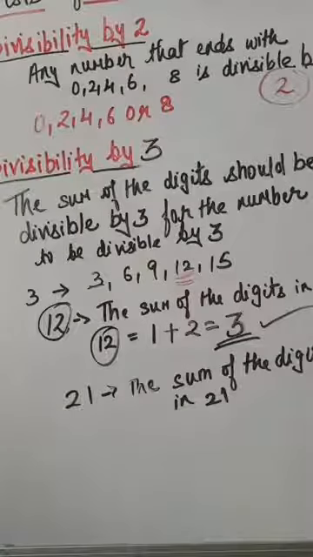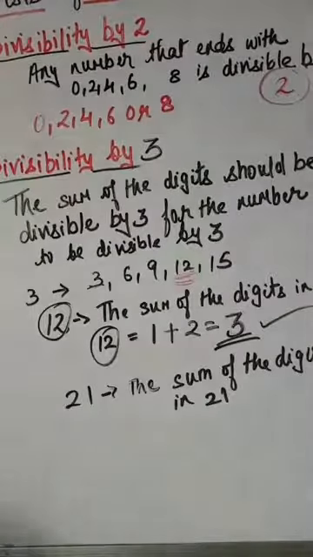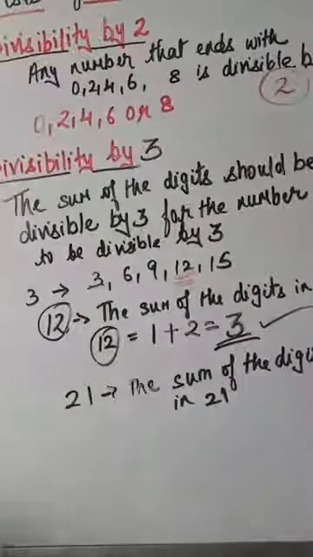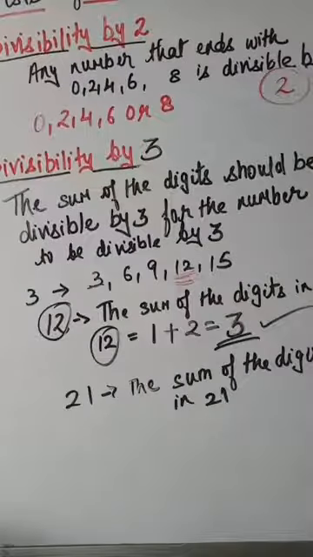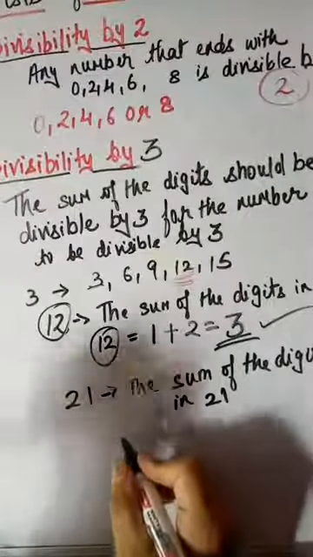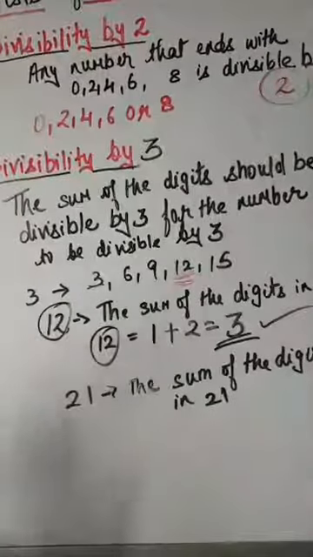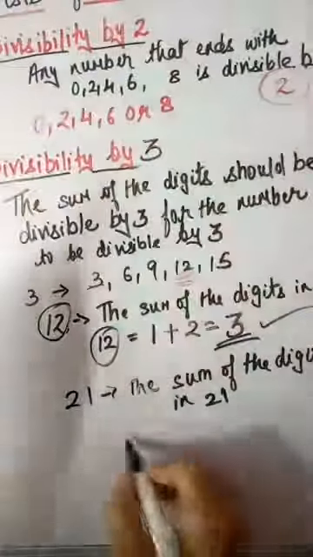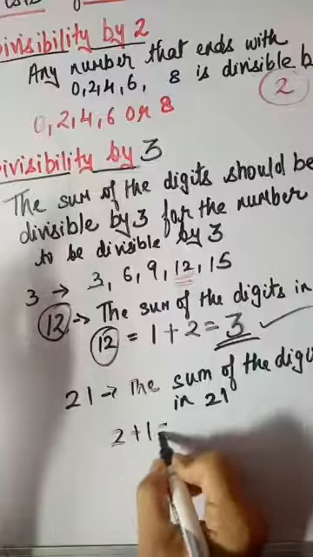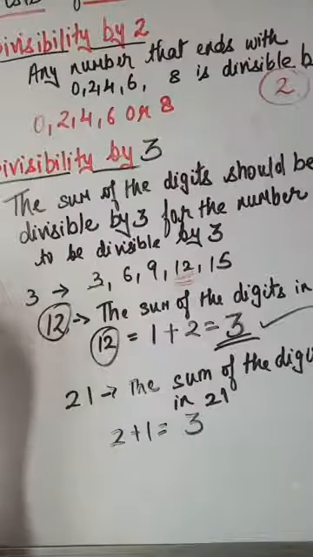Yes, waiting for your answer. What will be the sum of 21? Yes, very good. 2 plus 1 is equal to 3. So it is divisible by 3. Yes, very good.